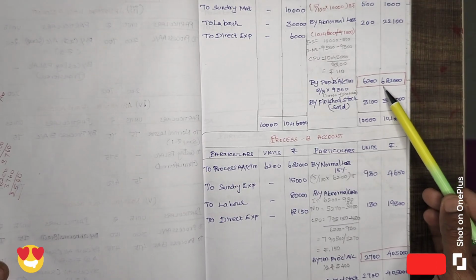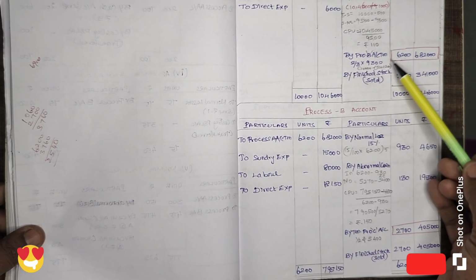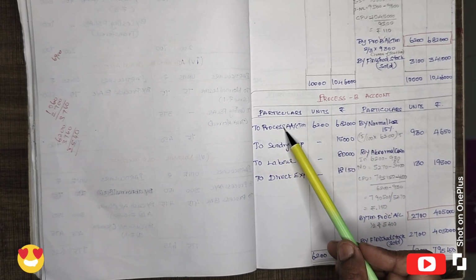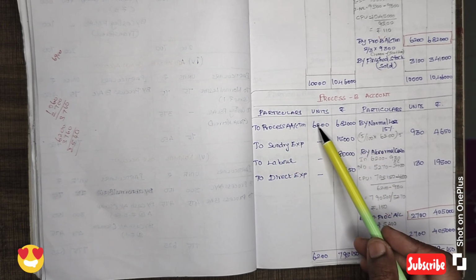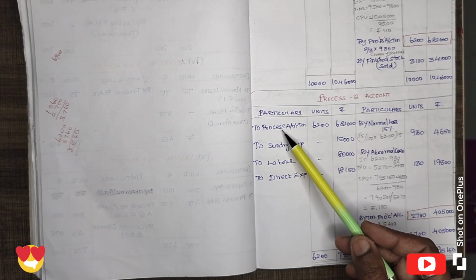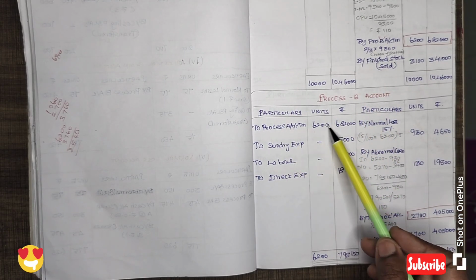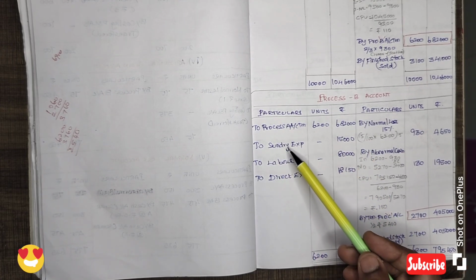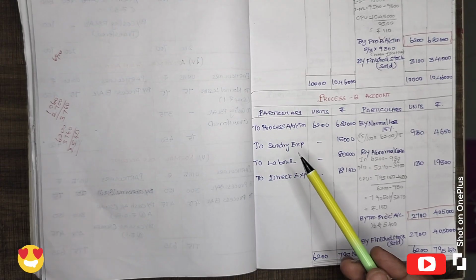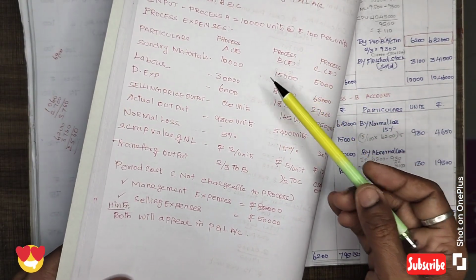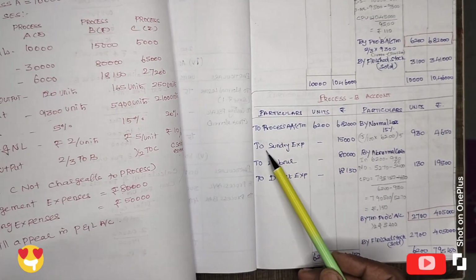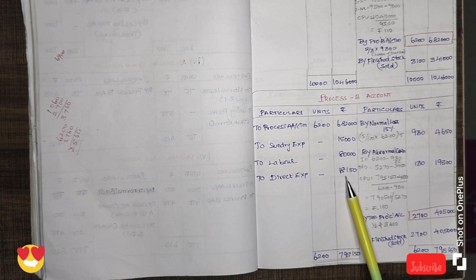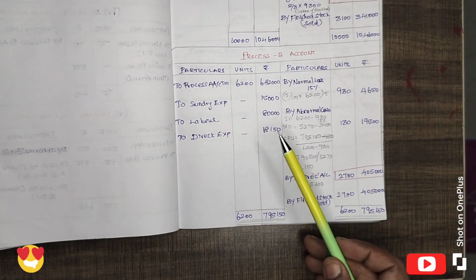6,200 units and 6,82,000 rupees are transferred from process A into process B. Against this value you are going to write process A's account, because these values are taken from process A's output. Now it is treated as the input of process B. Then after that you enter the expenses given in process B: sundry expenses 15,000, labor 80,000, direct expenses 18,150.